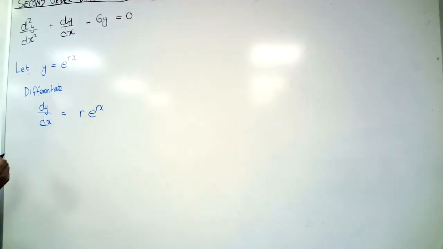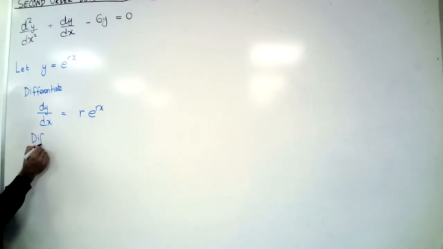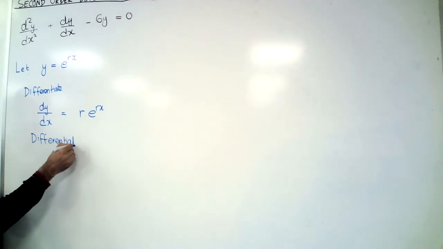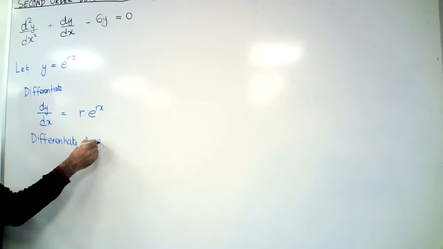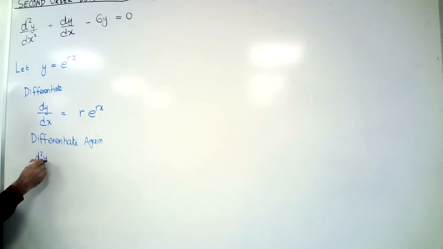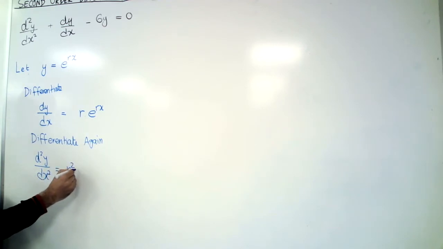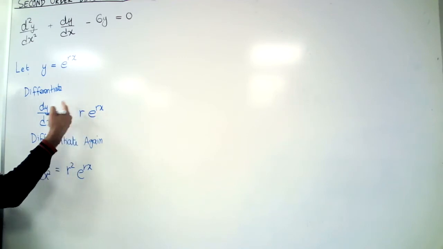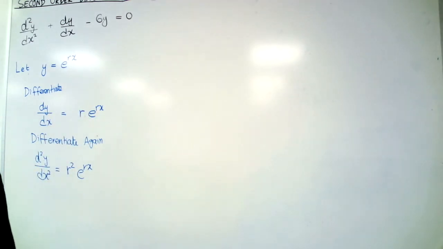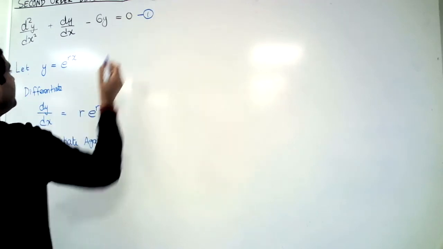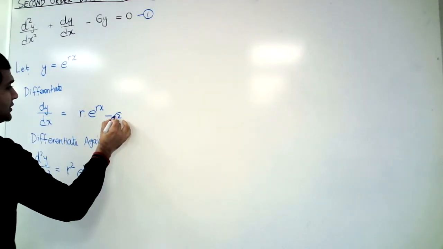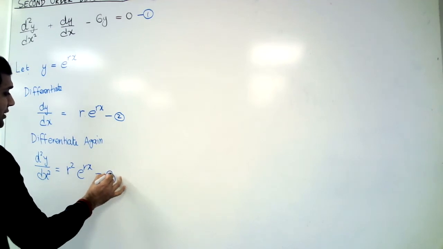Now let's differentiate it again, with respect to x. That becomes r squared e to the rx, because another r will come out. So we got that bit. Now I'm going to call this one equation 1, and I will call this equation 2, and I will call this equation 3.